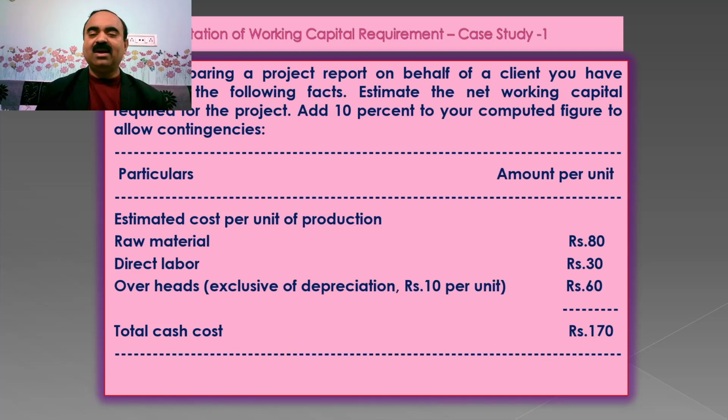Here, the cost sheet of the company is given. Particulars and amount per unit are shown in the table. Raw material per unit cost is rupees 80. Direct labor per unit cost is rupees 30. Overheads per unit cost is rupees 60. Total cash cost is given as rupees 170.